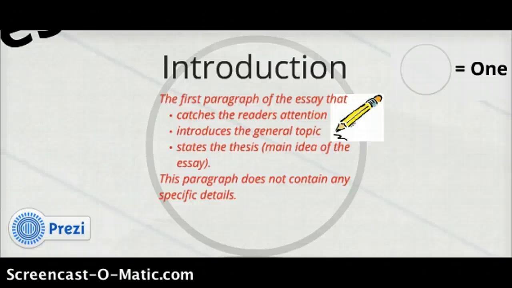You're also going to state the thesis, and this will be the last thing of the introduction. We'll talk more about thesis later, but basically it's the main idea of the essay. It's what you want somebody to understand or believe by the time they are done reading your essay. Notice that there are no specific details yet because you're just introducing it, and that's what an introduction is all about.